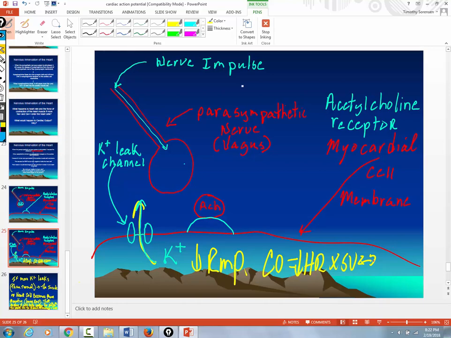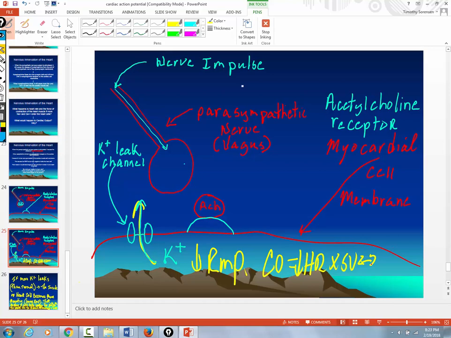So in that case, what they do is if somebody passes out, they give them smelling salts. Smelling salts stimulate the sympathetic nervous system. What does the sympathetic nervous system do? It increases your heart rate.